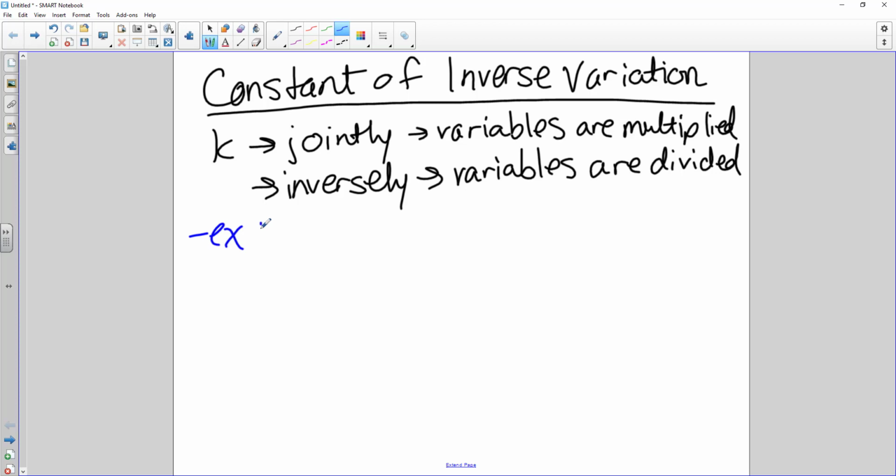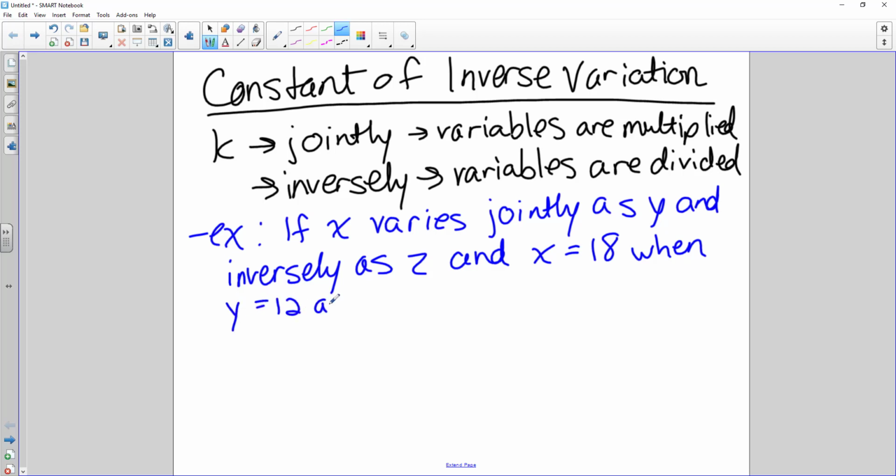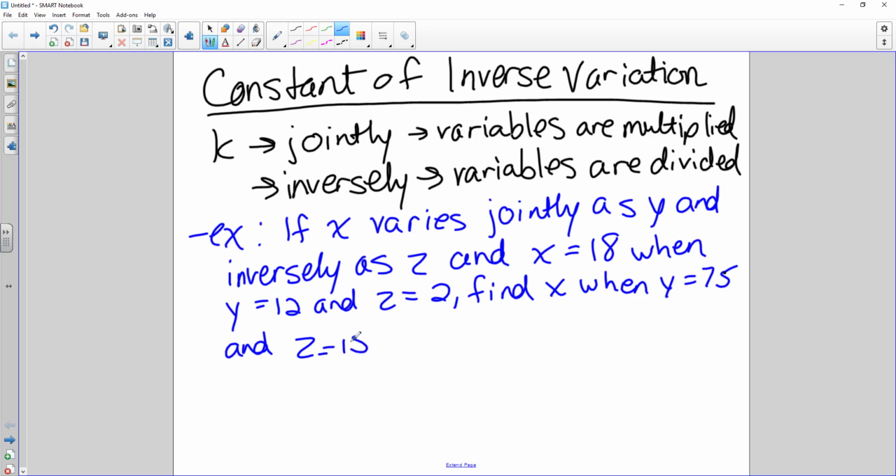So, for example, if x varies jointly as y and inversely as z, and x equals 18 when y equals 12 and z equals 2, find x when y equals 75 and z equals 15.